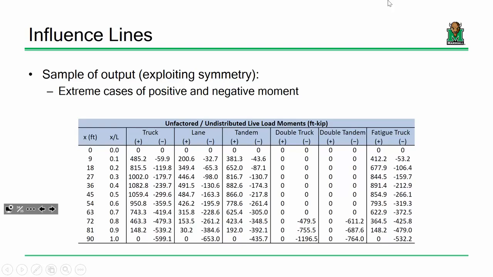Okay? Now, the double truck and the double tandem, they're zeros everywhere except for right here. Why? Because those are the negative bending regions, right? The bridge is going to experience that frowny face segment right there over the pier. Okay? Make sense?